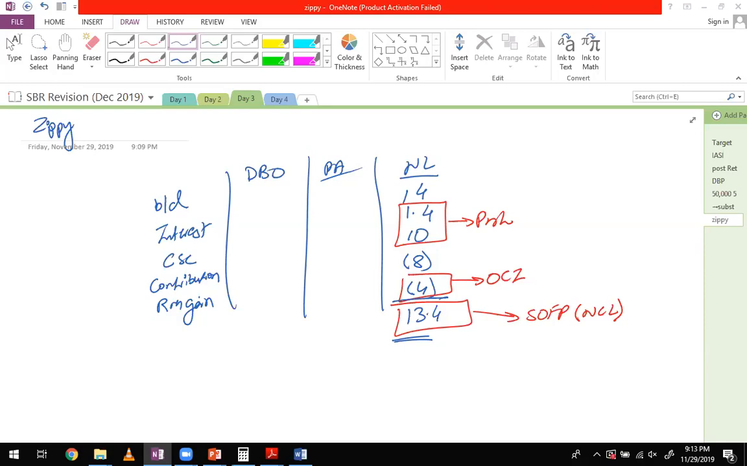Hannah is saying, how do you calculate 1.4? Hannah, the simple working is 14 million into 10%, that's 1.4. That's the simple working. 14 million into 10% is the interest cost.